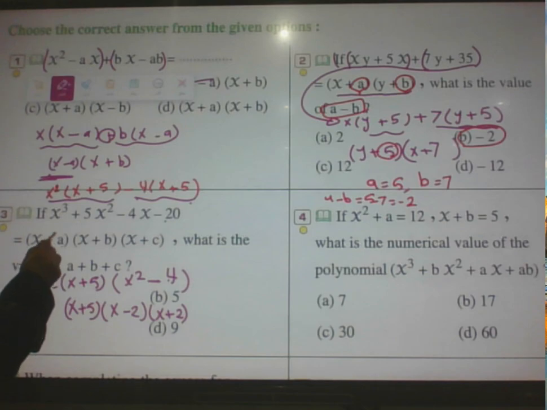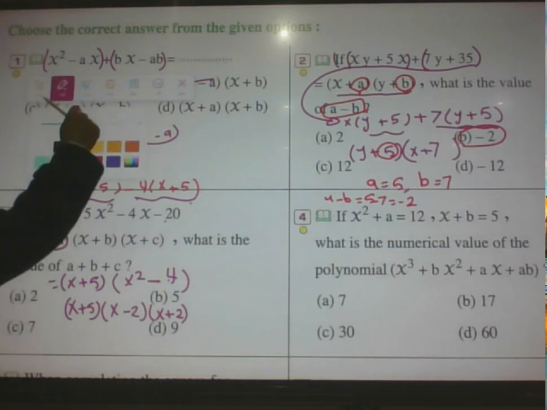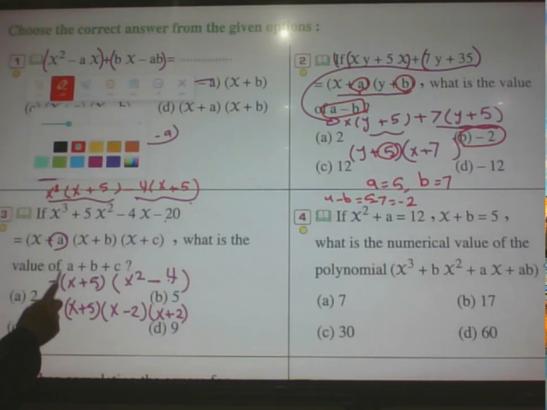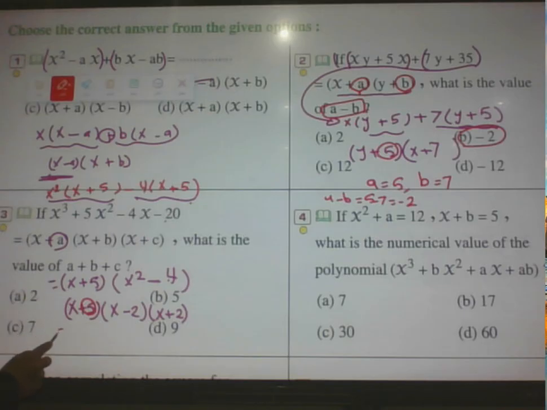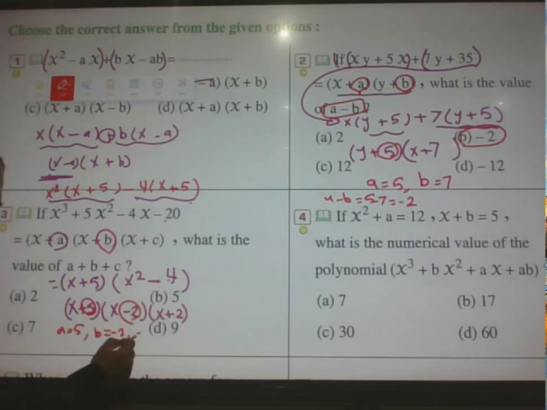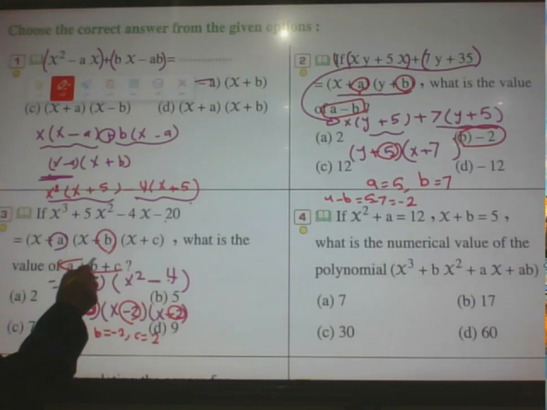Give me the value of a here. We can read the value of a here. It will be the constant in x plus 5. Then the value of a will be 5. And b here is negative 2. B equals negative 2. And c equals 2. Okay, we want to find the addition a plus b plus c.